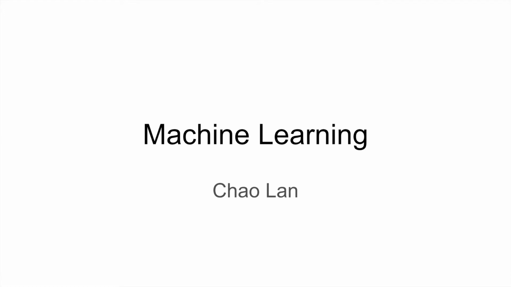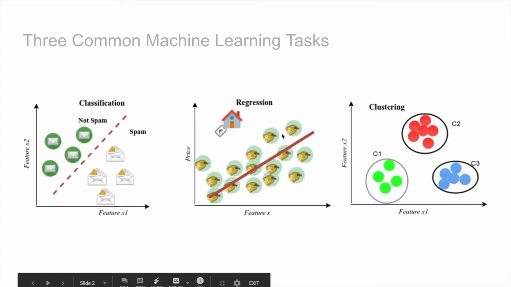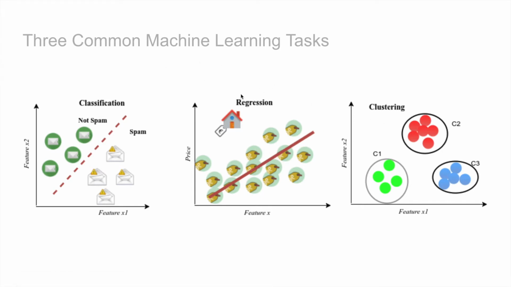So just kind of getting started here. There are three very common machine learning tasks. These include classification, regression, and clustering. I believe you guys have talked about classification and regression, but just kind of giving a brief review on those.